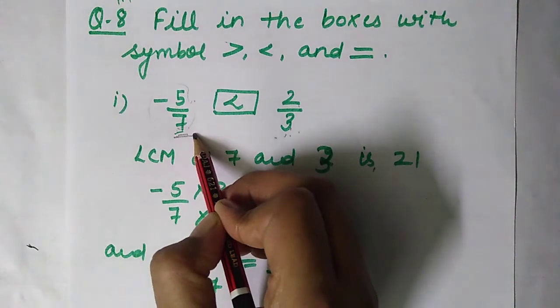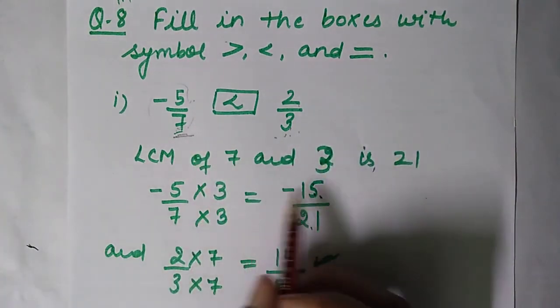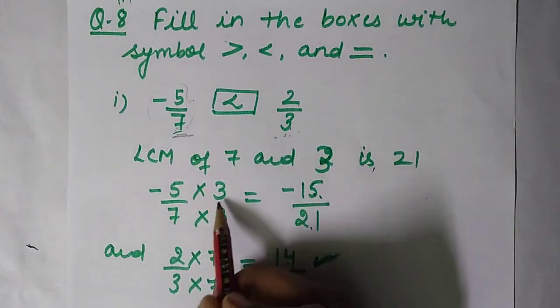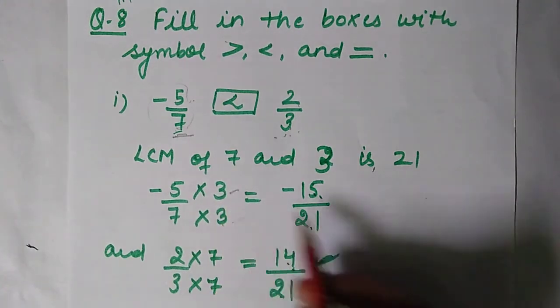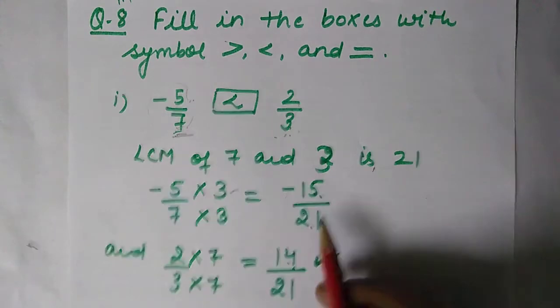So this is the first fraction. How will you make the denominator equal to 21? For that I have to multiply it by 3, with both numerator and denominator. So it is minus 15 over 21.